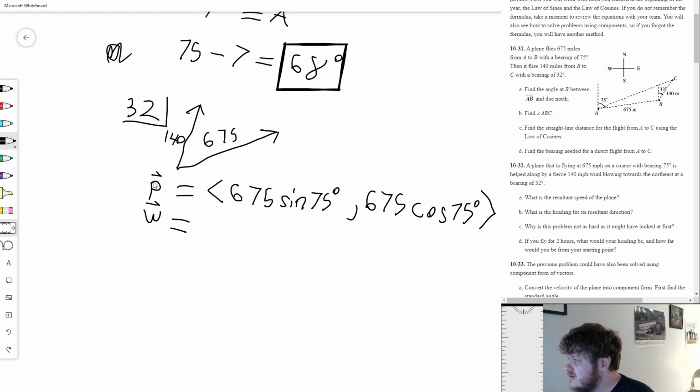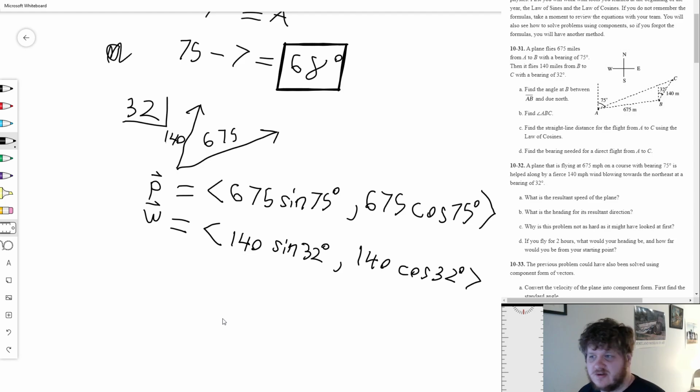And then W, our wind, we're going to do 140 sine 32 degrees, comma, 140 cosine 32 degrees.